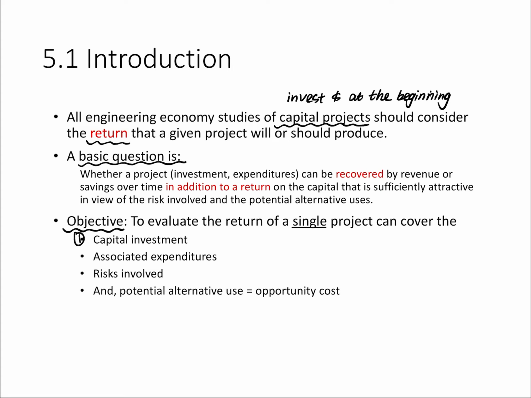So, when you make a decision, your objective is to evaluate the return of a single project to see if that return can cover several things. Okay, so the first thing is if it can cover the capital investment. And second, if it can cover the associated expenditures. Like every year you need to spend some money to maintain your equipment, or to fix it, repair it, or operate it. Those are the expenditures you need to consider, and they need to be recovered. And third, the risks involved.